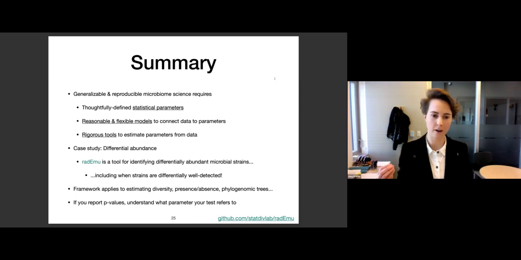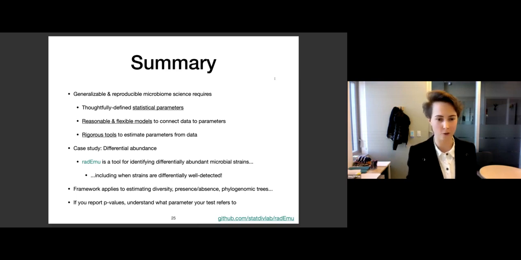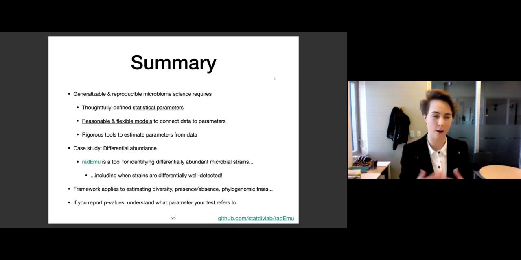We need to be thinking about what models are the best way to connect the data that we have to those parameters, and how can we validate the assumptions that those models make, and then how do we develop high quality, open source, rigorous tools to estimate those parameters from data. And if folks are interested in hypothesis testing, how do we ensure that we have valid p-values that apply in a wide range of settings.